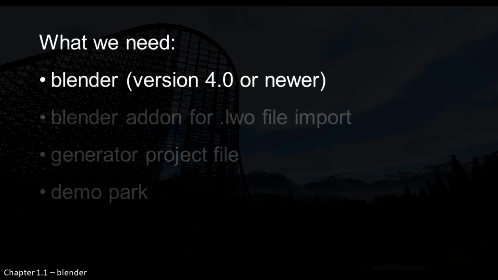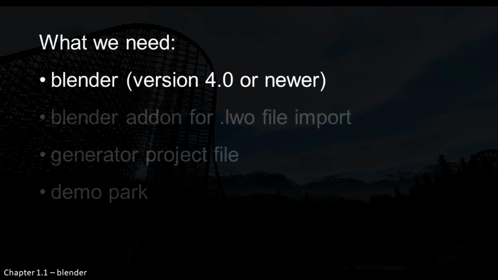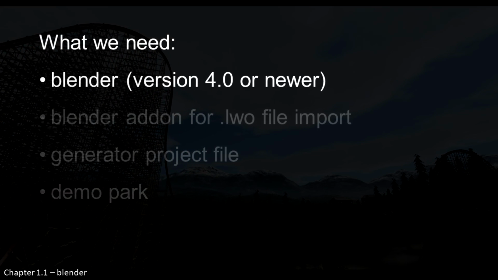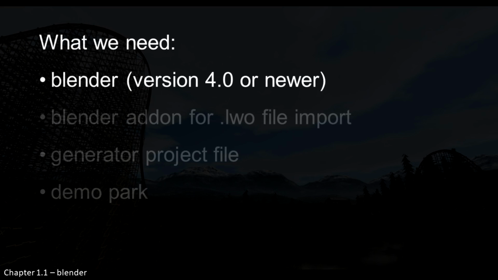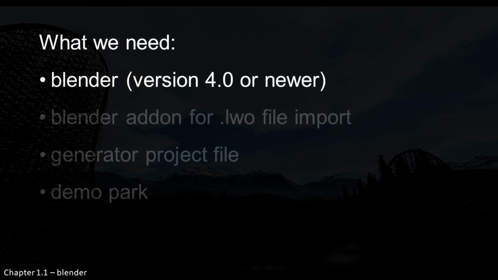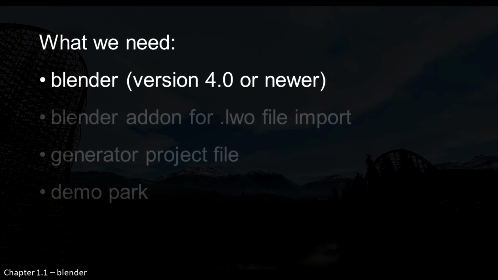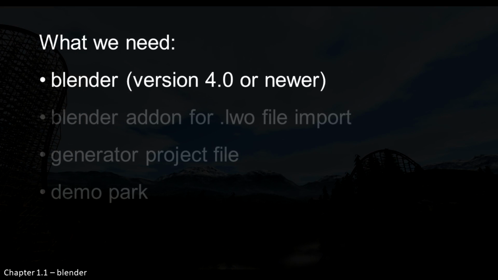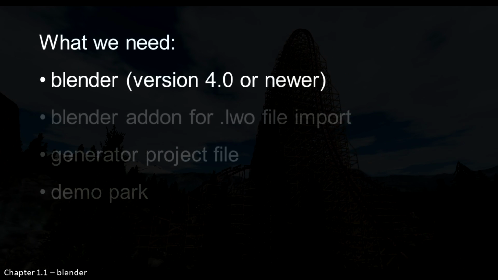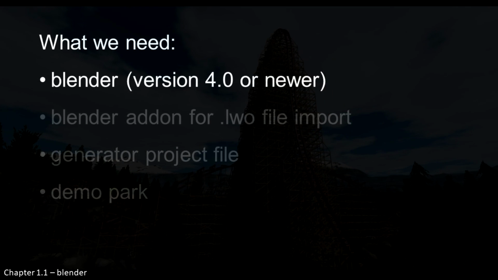You can download Blender for free via the link in the video description. The generator only works on Blender 4.0 or newer versions. If you have a version that is older than 4.0, you need to download Blender again. Like I said, the link for that is in the video description. Once the download is complete, you're ready to install Blender. Just follow the program installation instructions.